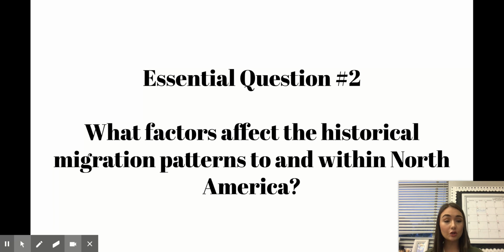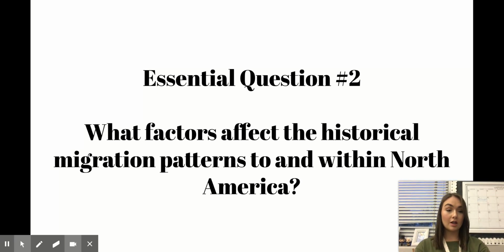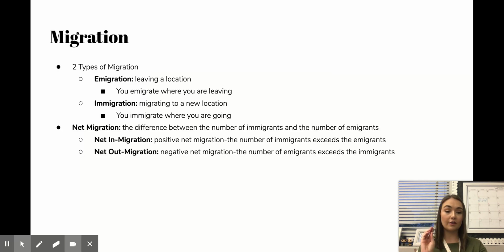So, essential question number 2 is what factors affect the historical migration patterns to and within North America? For essential question 1, we talked about the geographic advantages of North America, and that is partly why people settled here in the first place and how North America and its countries were able to develop into powerful countries. But the reasons people have migrated here and still migrate here have to do with three different factors that we're going to talk about. But first, let's talk about what migration is.